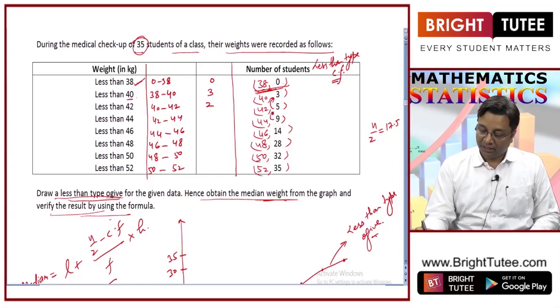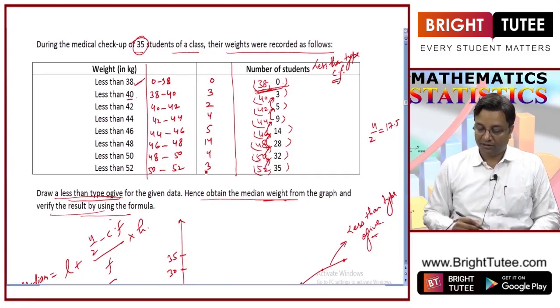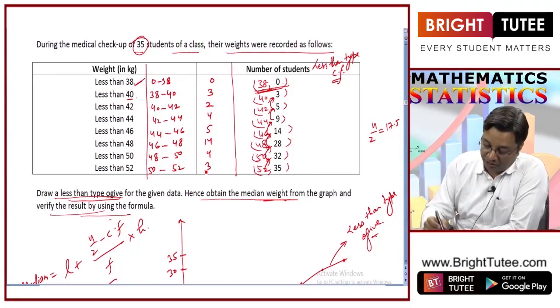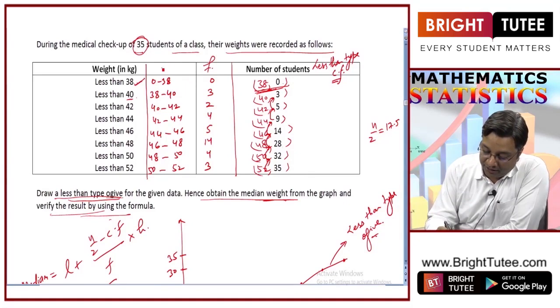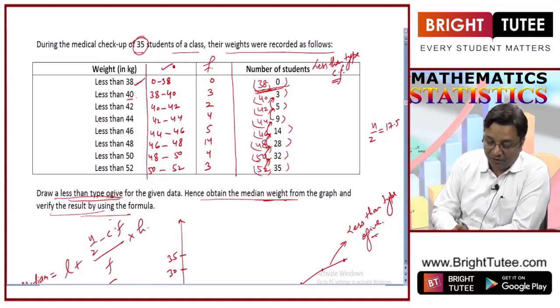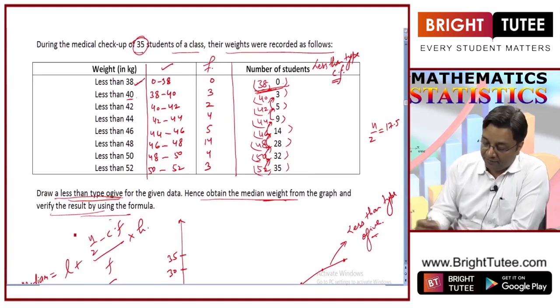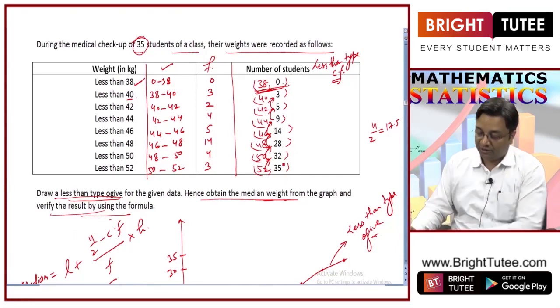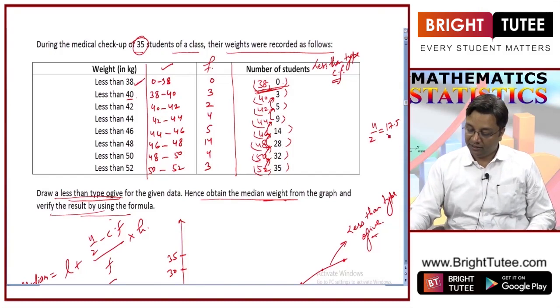Now we can keep on writing. 9 minus 5, 4, 14 minus 9, 5, 28 minus 14, 14, 32 minus 28, 4, 35 minus 32 is 3, right. So this is the frequency distribution, and these are the classes. Okay. Now we will look for the median class. These were the cumulative frequencies, right. These were the cumulative frequencies, and this is n by 2.